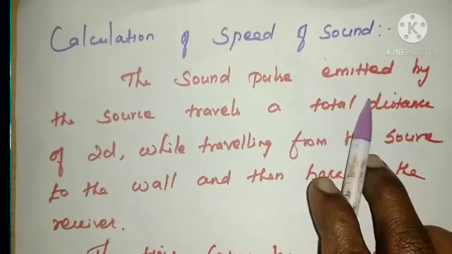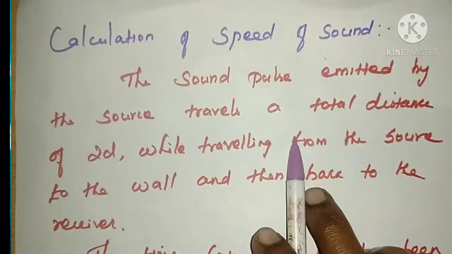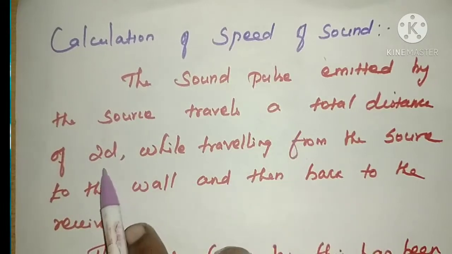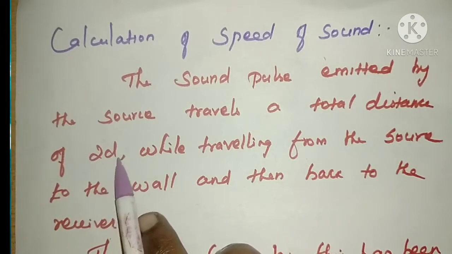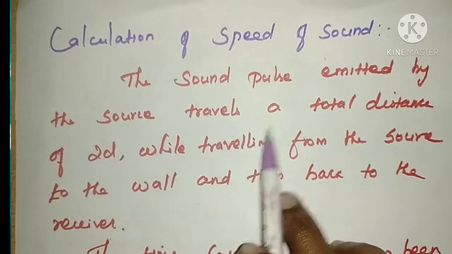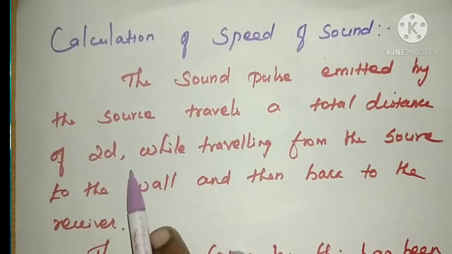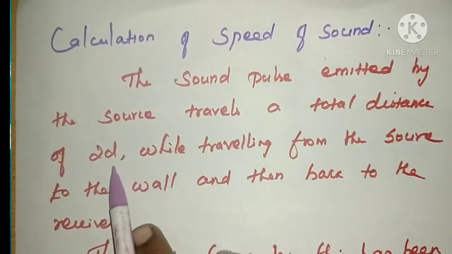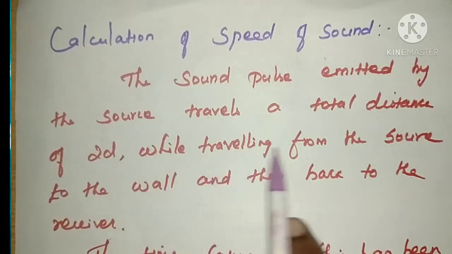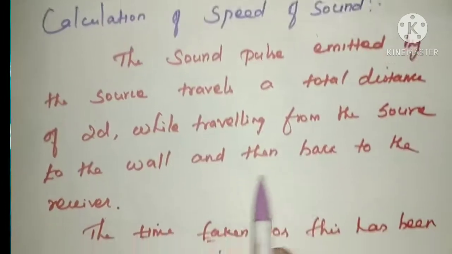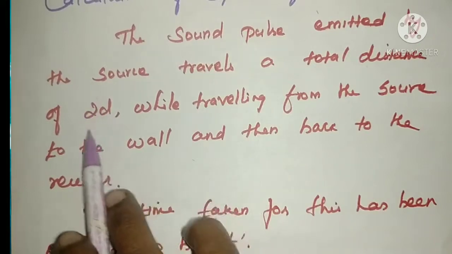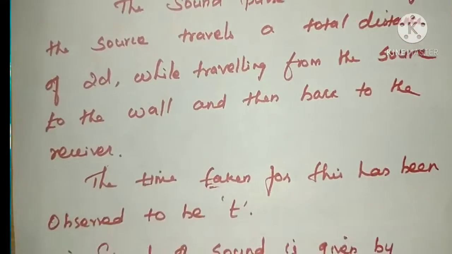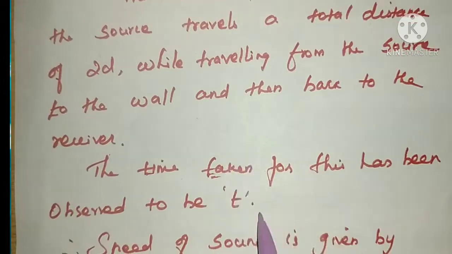The sound pulse emitted by the source travels a total distance. Total distance, how we can measure, already we studied. Total distance, sending and receiving, is equal to 2d. For sending, the distance is d, and from the reflecting surface back to the receiver, which is also nearer to the source, that distance is d. So d plus d, 2d, while traveling from the source to the wall and then back to the receiver. So total distance is equal to 2d. Next, the time taken for this is observed from the stopwatch. Already we measured the time, that is t.